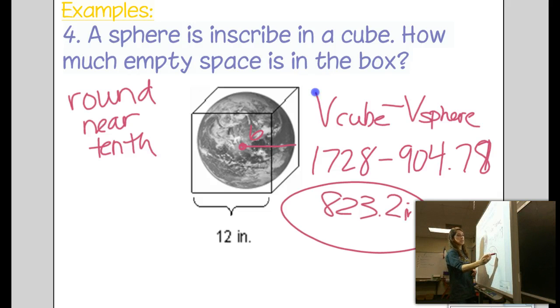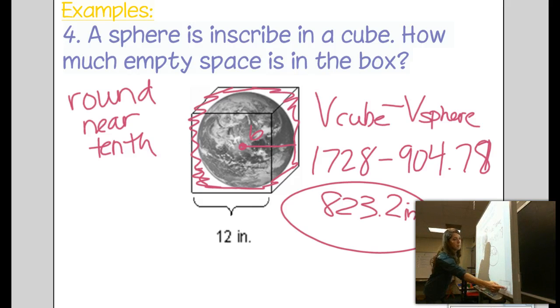Units, inches cubed. Isn't that crazy? There's almost as much empty space as there is filled space. The filled space is 900 something, and the empty space is 820 something. That just means the cube has more volume than a sphere. All that space is almost equal to that space.